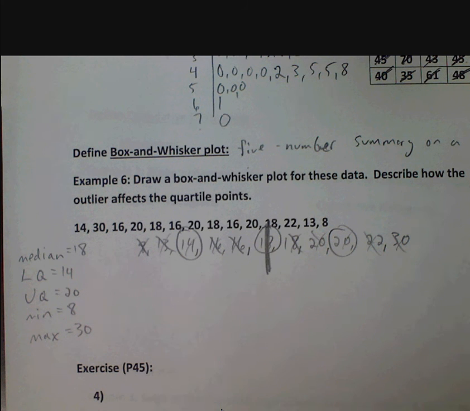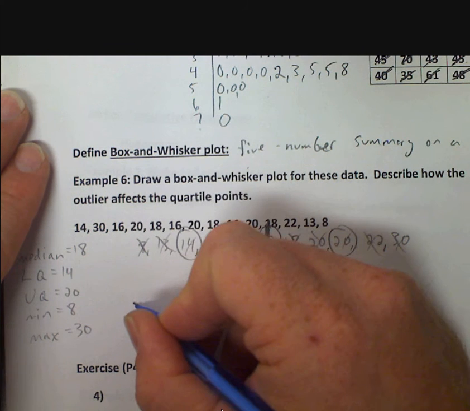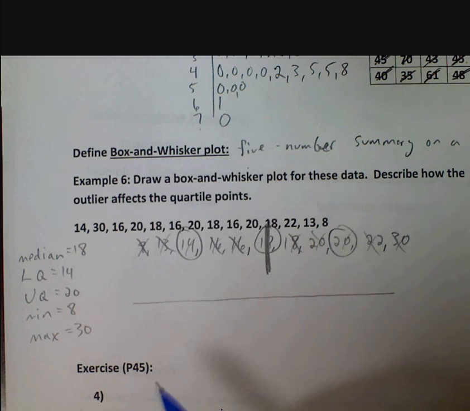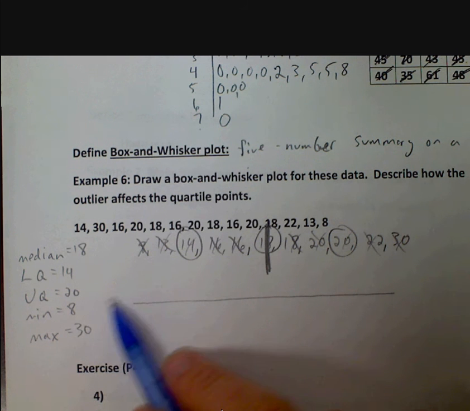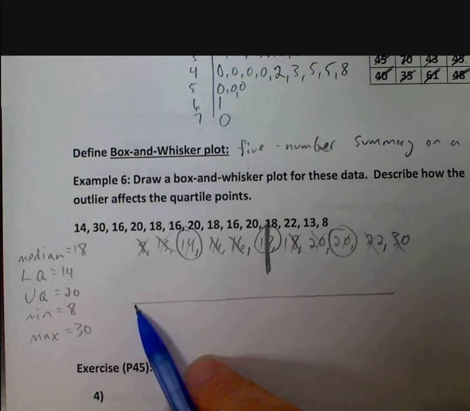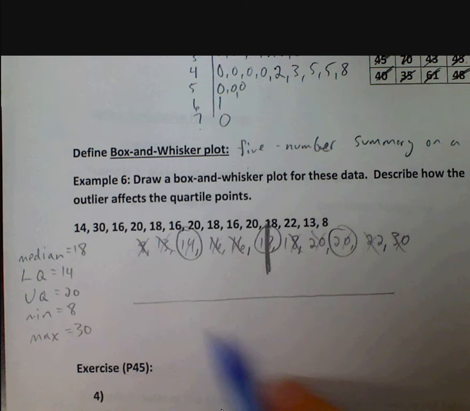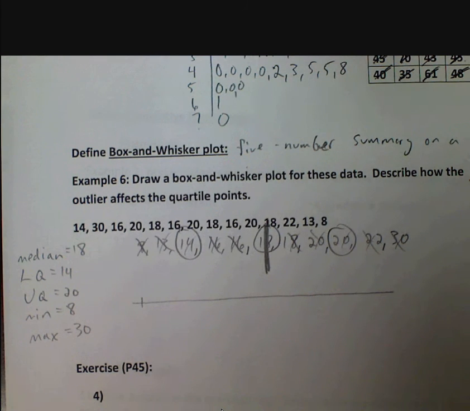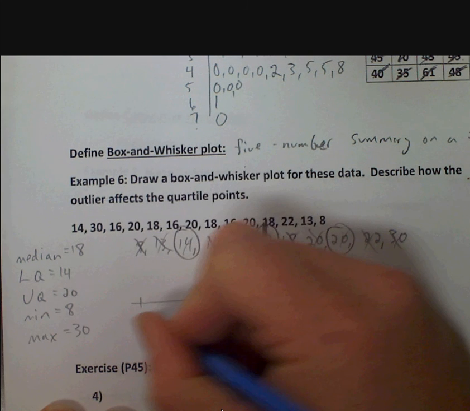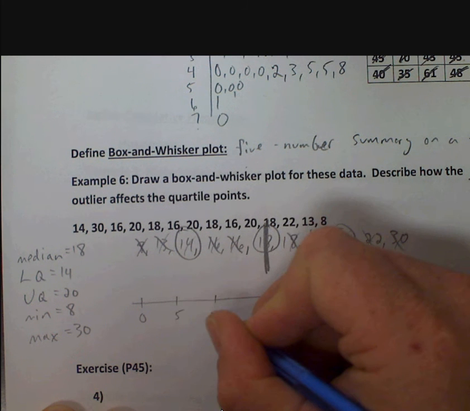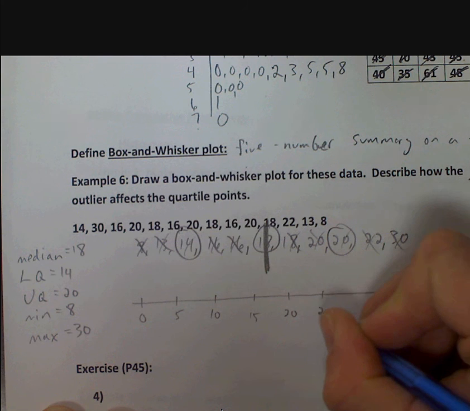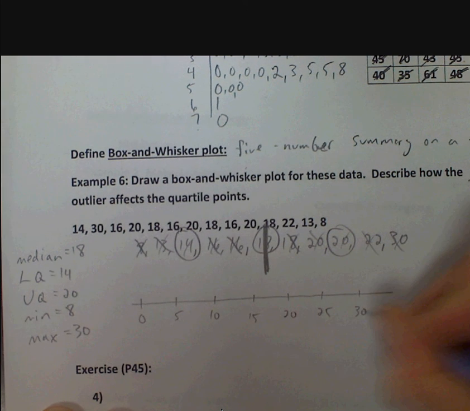So here we go, our box and whisker. I need to create a number line which will start around 8 or hit the number 8, go all the way to 30. So let's count by, I could do 2s, but that's probably a little small. Let's just do 5s. So I have 0, 5, 10, 15, 20, 25, 30.